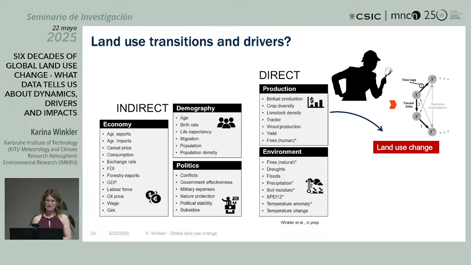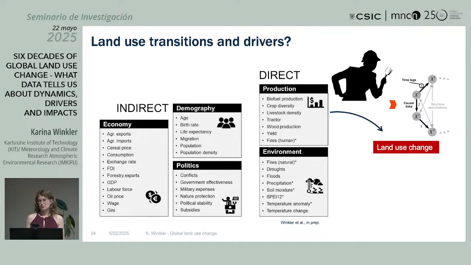This is the indirect side, and on the direct side, production-related indicators, and we can also have some environmental effects, of course, like droughts, precipitation, temperature anomaly, and also some wildfires. So there were different indicators collected. Some of the indicators were only available at a country scale, and some were spatially explicit with higher or lower resolution, so we could have a spatial connection to the land use and to the mostly environmental indicators.